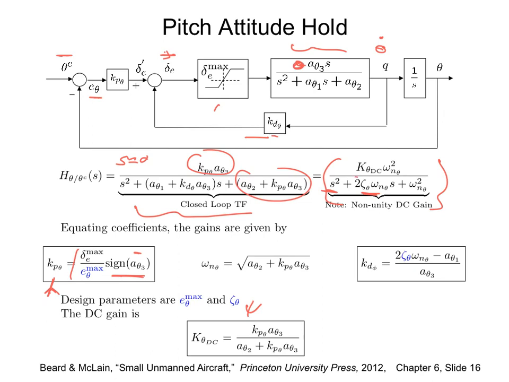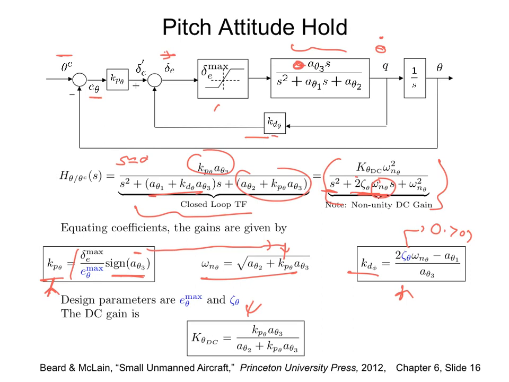From here we can compute omega and theta. You have computed Kp theta from here, and then you can compare this and this here to give you Kd. Zeta is your design parameter. You can choose it to be 0.7 or something. That way you get your Kd and your Kp.